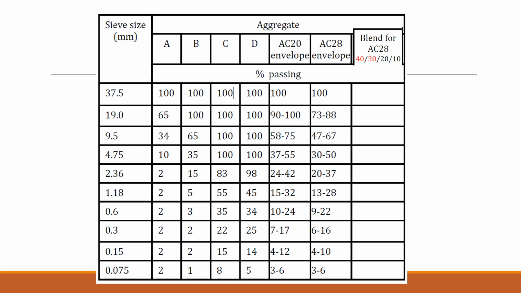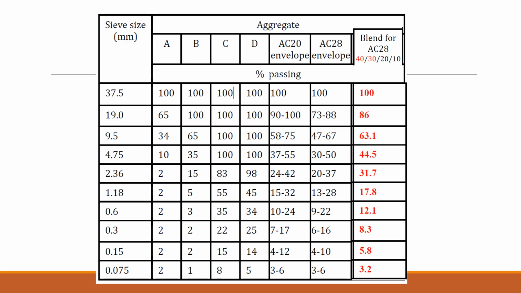Can you find the first few numbers, please? Let me know when you find a few numbers, okay? What do we get? Do you get these numbers, at least the first few? What can you say about this blend? It's okay with AC28, right? When you plot it, it will go within the AC28 envelope.